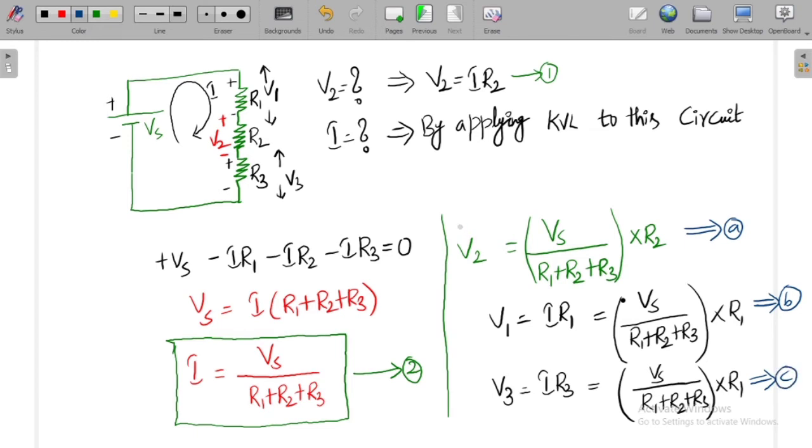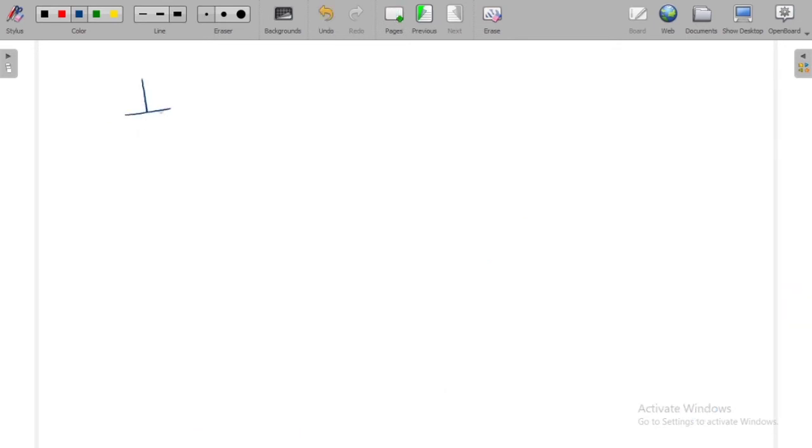Now if you observe, the voltage across the resistor R2 is V2. How can we obtain this? It is obtained by taking the product of the total voltage, which is the source voltage, into R2 divided by the sum of all the resistors. Similarly, we can obtain V1, which is the voltage across R1, and V3, which is the voltage across R3. So by considering this fact, we can write the generalized equation for the voltage division concept.